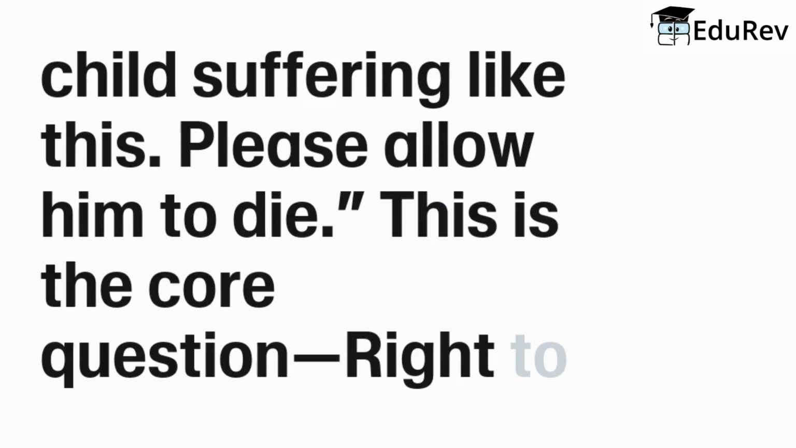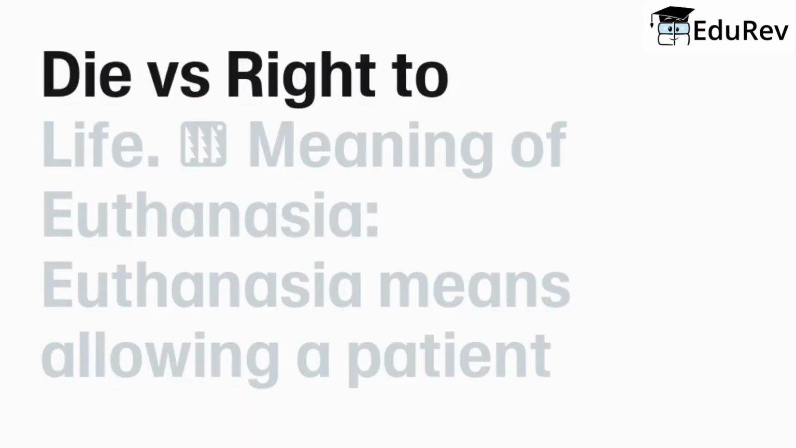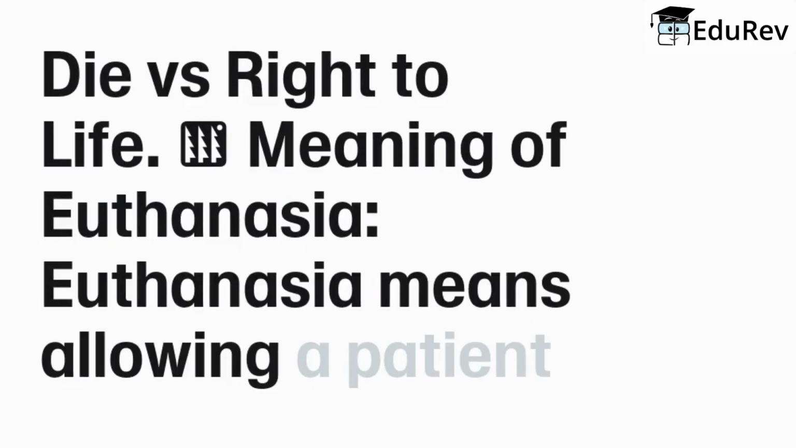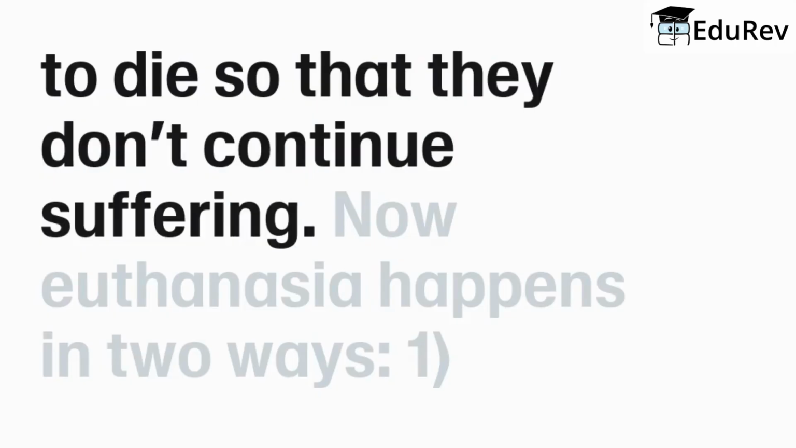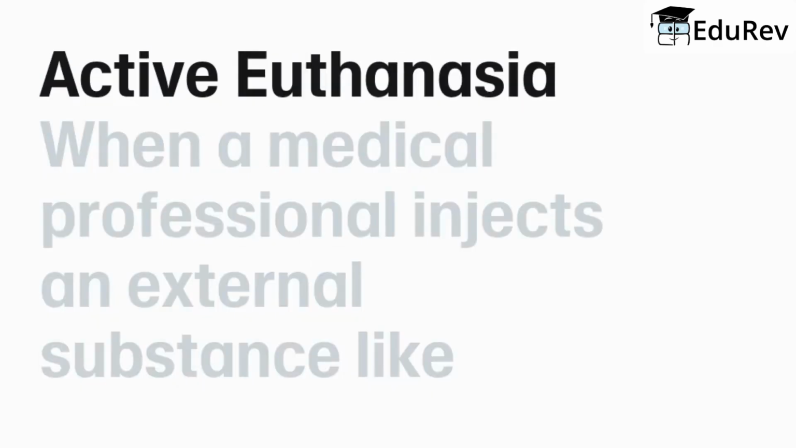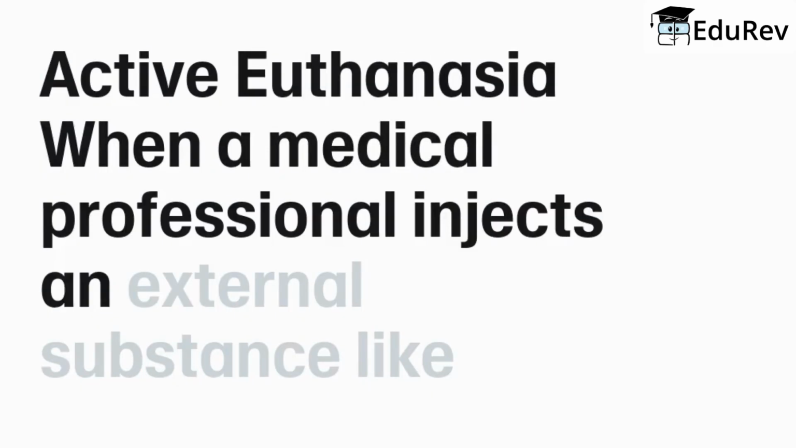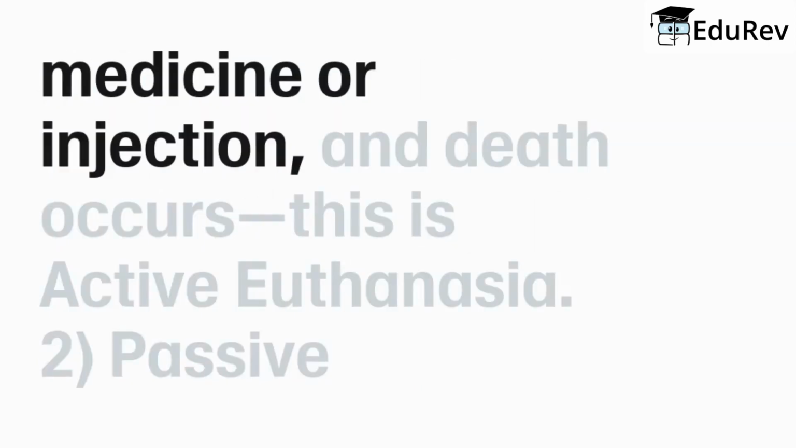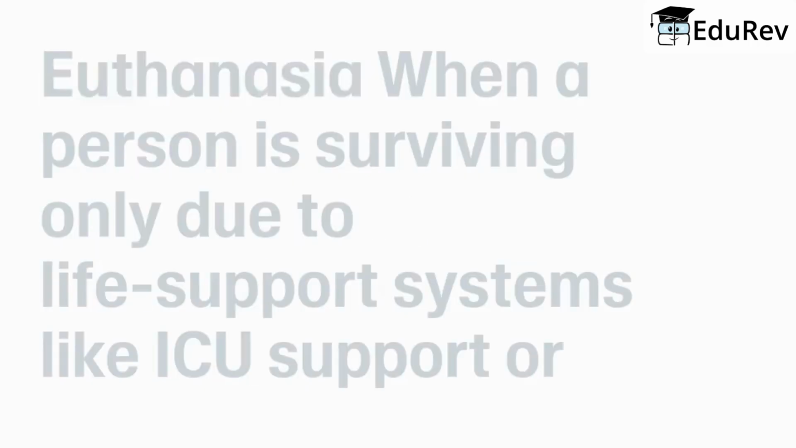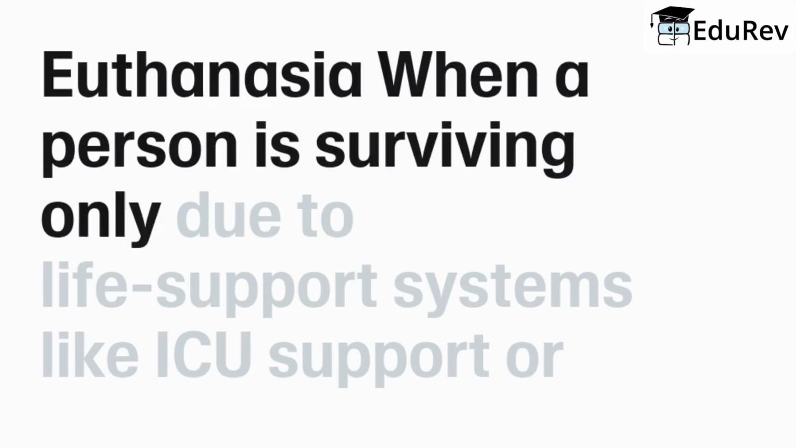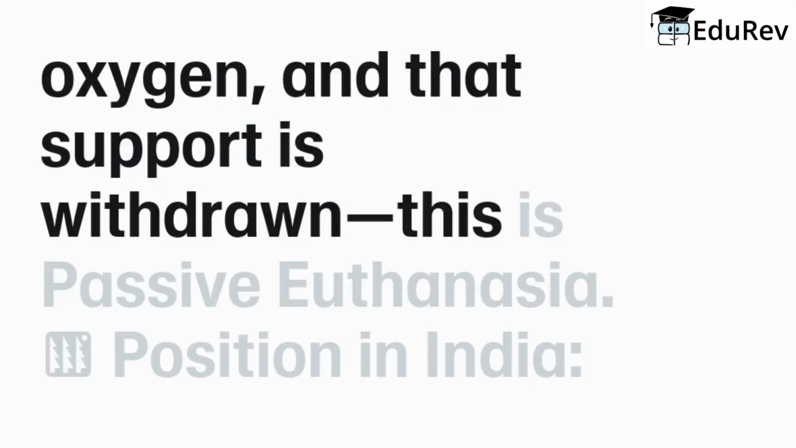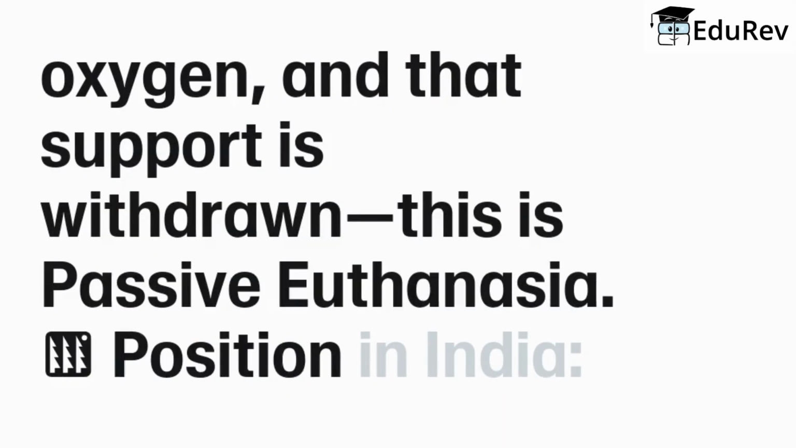This is the core question. Right to die versus right to life. Meaning of euthanasia. Euthanasia means allowing a patient to die so that they don't continue suffering. Now, euthanasia happens in two ways. 1. Active euthanasia. When a medical professional injects an external substance like medicine or injection and death occurs, this is active euthanasia. 2. Passive euthanasia. When a person is surviving only due to life support systems like ICU support or oxygen, and that support is withdrawn, this is passive euthanasia.